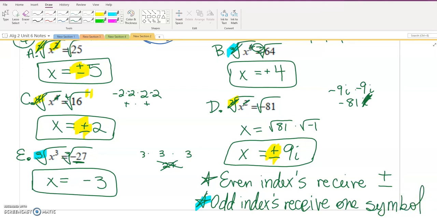Now, as far as our radicals go, we've seen a couple of different parts. We've seen where we did just the roots of numbers. We've seen where we've done roots of our terms, where we have a number and a variable. And now we've seen where we solve equations with our roots. So hopefully you're all good. If you have any questions, let me know.